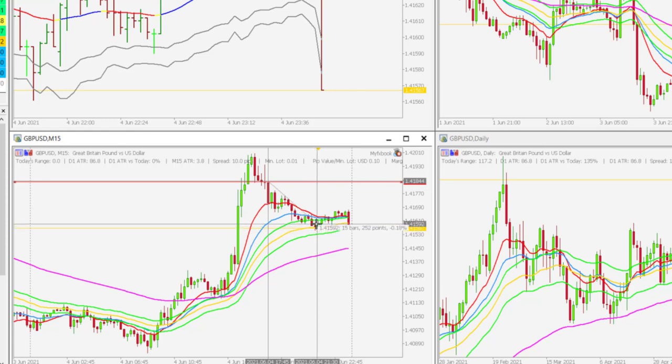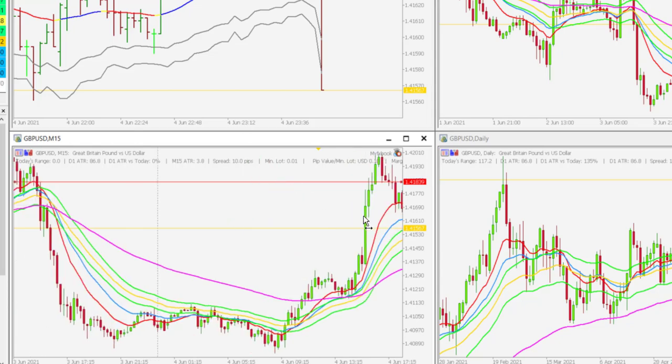Again, depending on the lot size, if it's a 0.5 lot, then you're looking at over $140 in a couple of hours. So that's not too bad.